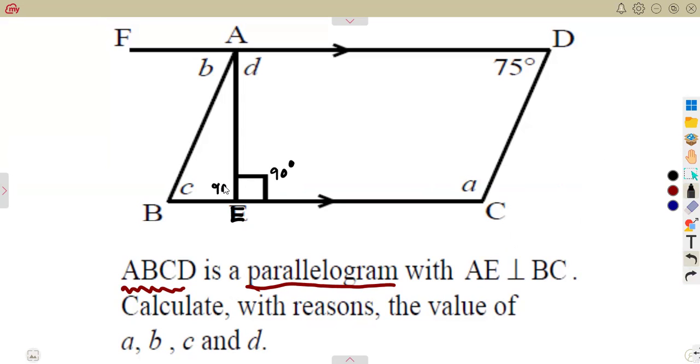That means also here there is 90 degrees. Remember, angles on a straight line. All right, so that is what we're given. And with this, we're asked to calculate, with reasons, the values of A, B, C, D.